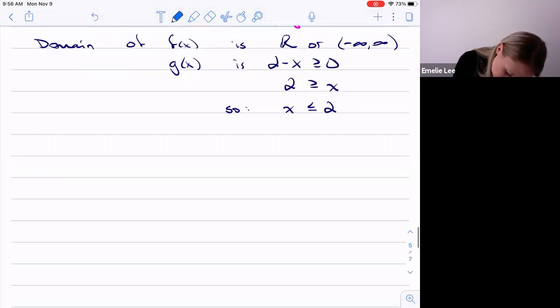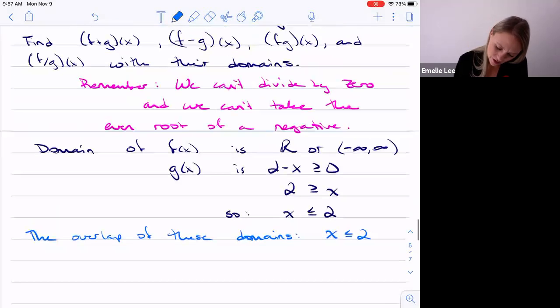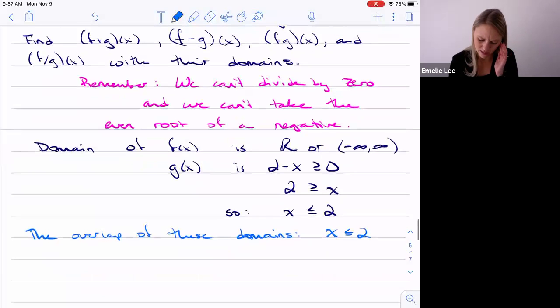Then the overlap of these domains. Well, if we're allowed any number here, our only restriction is that x has to be less than or equal to 2. And so the overlap of this is just going to be x is less than or equal to 2. Okay. So let's see here.